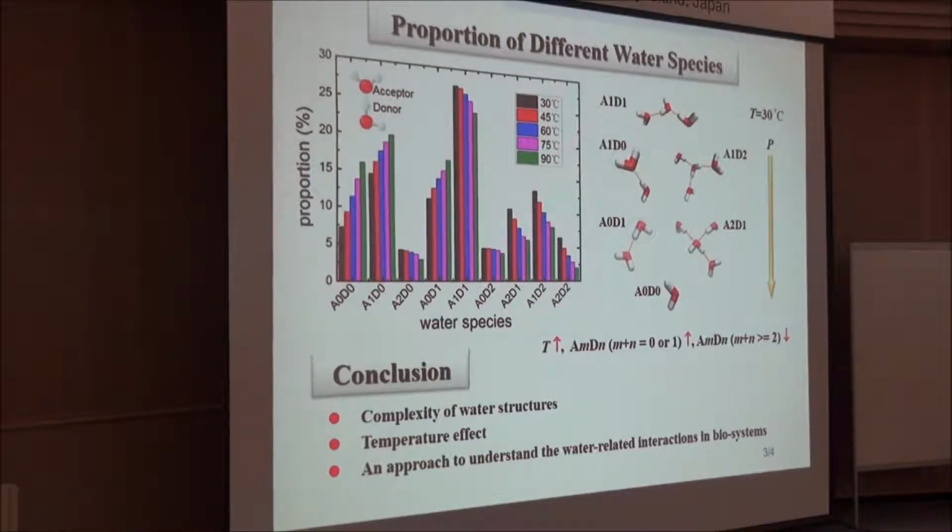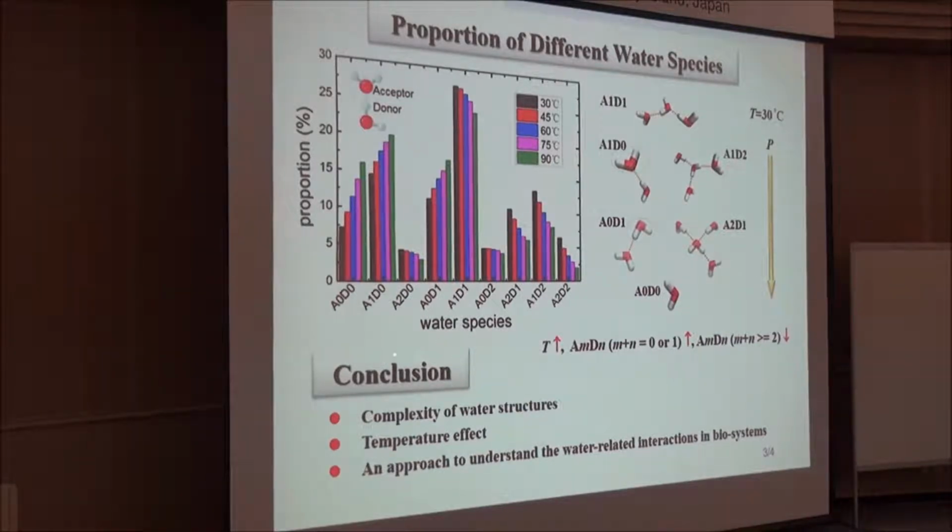5 different MD simulations were performed at different temperatures for pure water, and based on the MD trajectories, the 9 water species were counted, and the proportion of each species is shown in this figure, from which we can see that A1D1 is the dominant species, and then these 2 water structures and these 2 structures. We also found that only a small fraction of water molecules is contained in these systems.